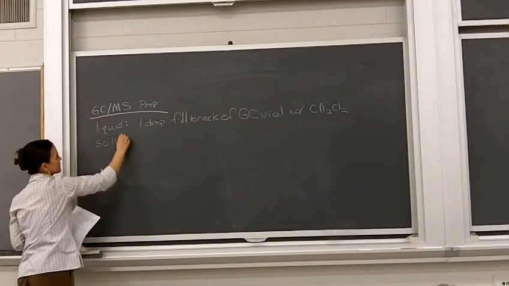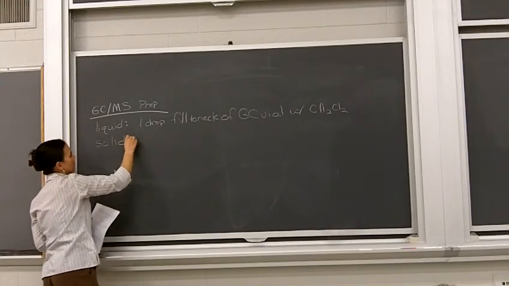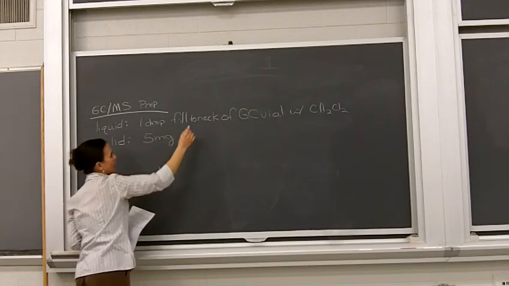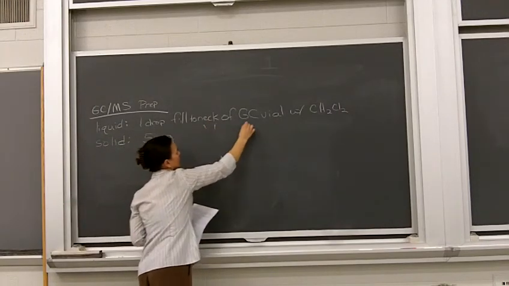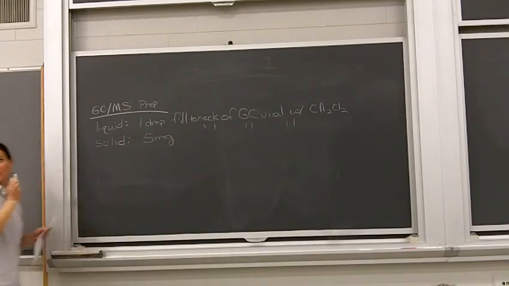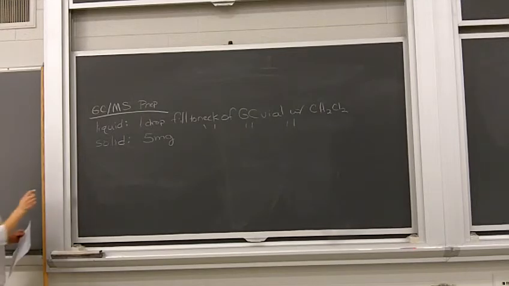For solid, instead of the 1 drop, you're using 5 milligrams of solid, and then you're going to add the dichloromethane to the neck and make sure that that solid completely dissolves, okay? So we can't put anything on the GC mass spec that's a solid that is not dissolved. It has to be totally dissolved and make sure there's no signs of water.